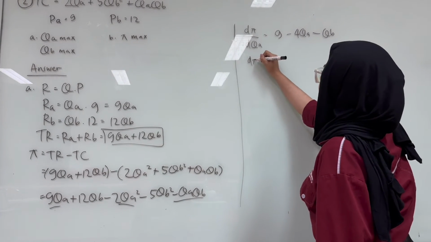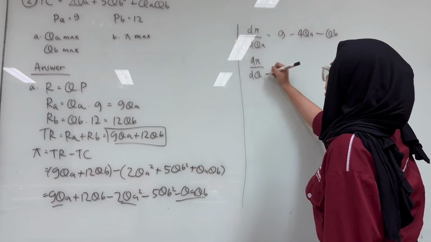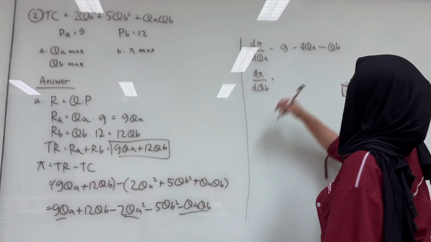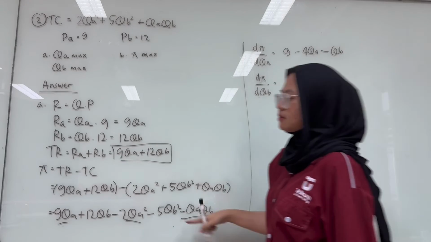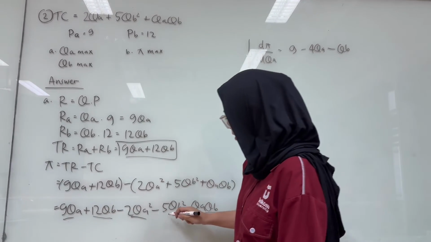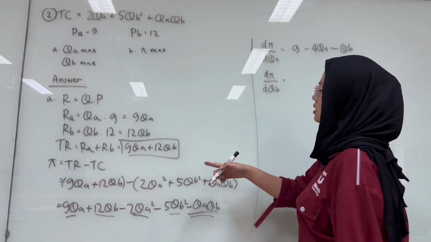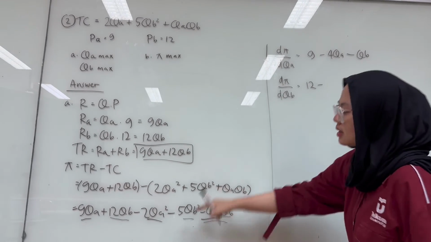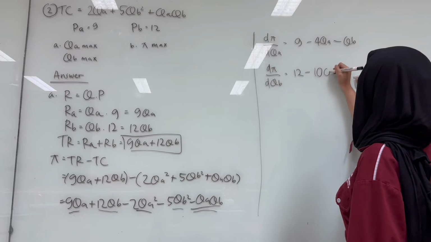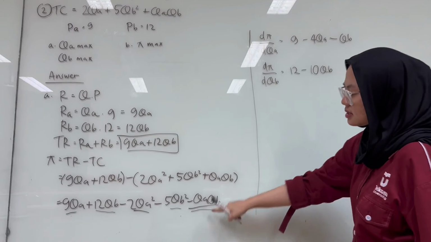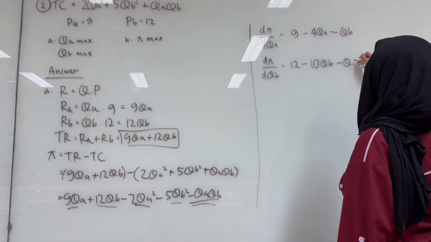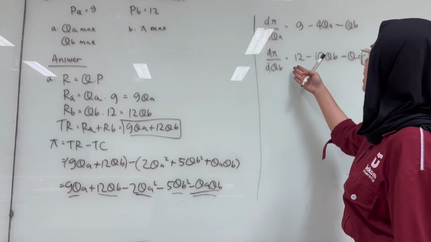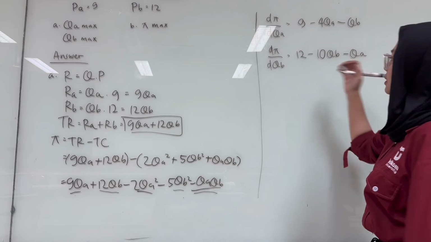We do the same for the derivative with respect to QB from this profit function, using just this term and also this one. So we got 12 minus 10 QB minus QA. After this, we eliminate this function.